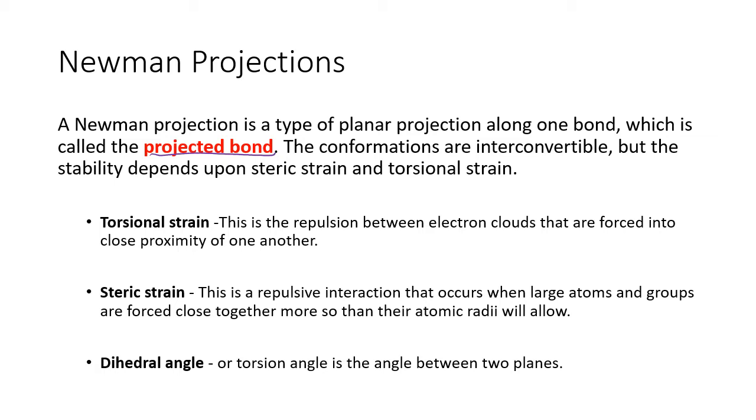And another term that we'll often use when talking about Newman projections is called the dihedral angle. Sometimes it's called the torsional angle, and it's represented with lowercase Greek theta. And this is the angle between the two planes. So there are some dihedral angles that are favored, which lead to lesser steric strain, lesser torsional strain, and a more stable conformation.